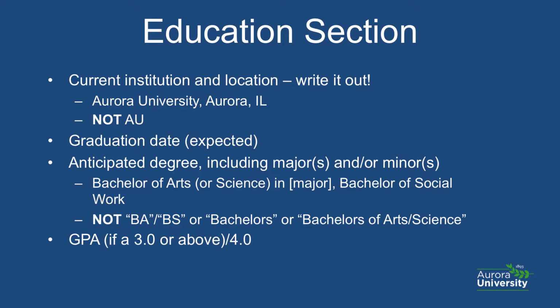If you transferred to Aurora University, you can include the institution you transferred from, especially if you earned a separate degree there, oftentimes an associate's degree. You do not need to include high school information unless you are in your first year or two of college. All high school information should come off your resume at the latest by sophomore year.